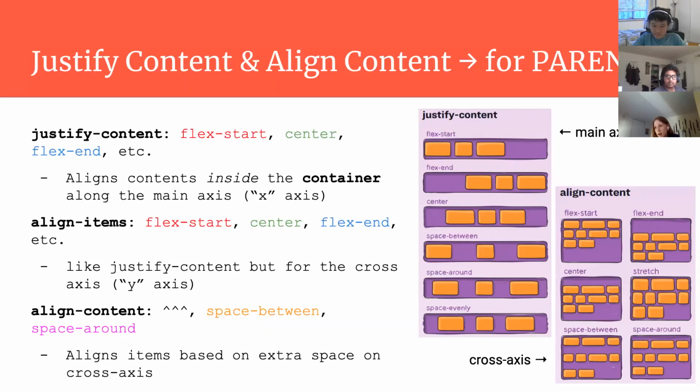Then we have align items, which has similar values to justify content, but the only difference is that it aligns items on what is called the cross axis. For now, think of it as the vertical axis by default.